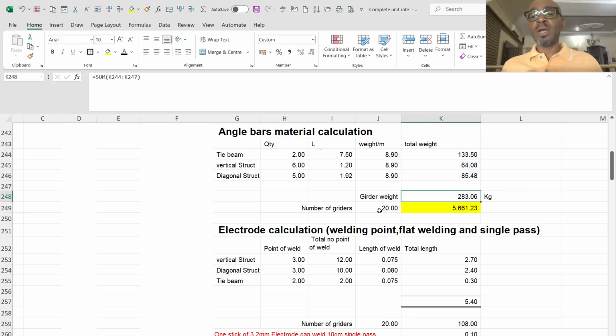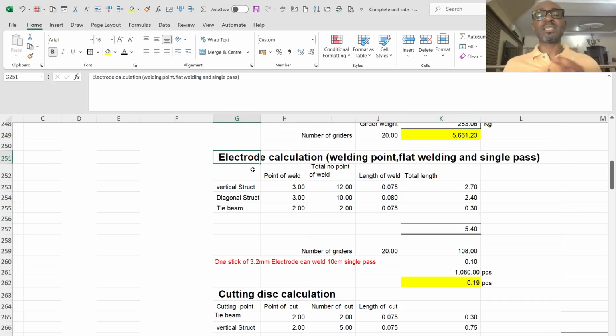I have 283.08 kg. Then you multiply by 20 number of girders, you have 5,661.23 kilograms. So now the next stage is the computation of the electrode.